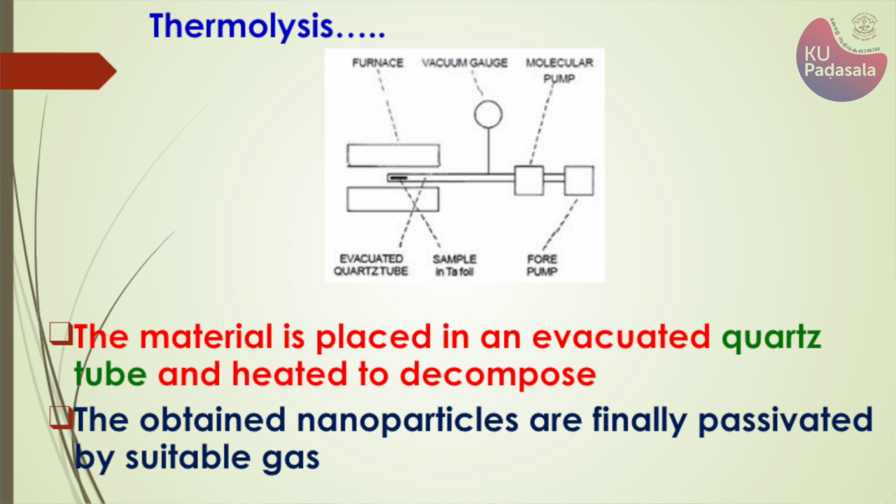Picture represents diagrammatic representation of thermolysis. The material is placed in an evacuated quartz tube and thermolysis happens inside this quartz tube. This tube is further heated to perform decomposition. The obtained nanoparticles are finally passivated, made inert, by using suitable gas.